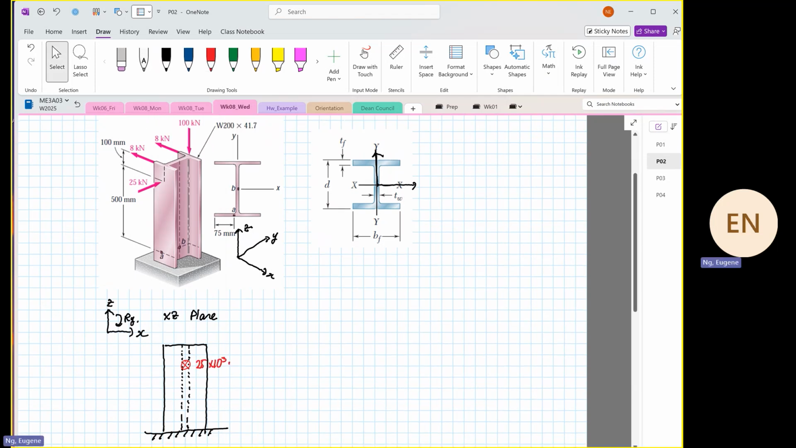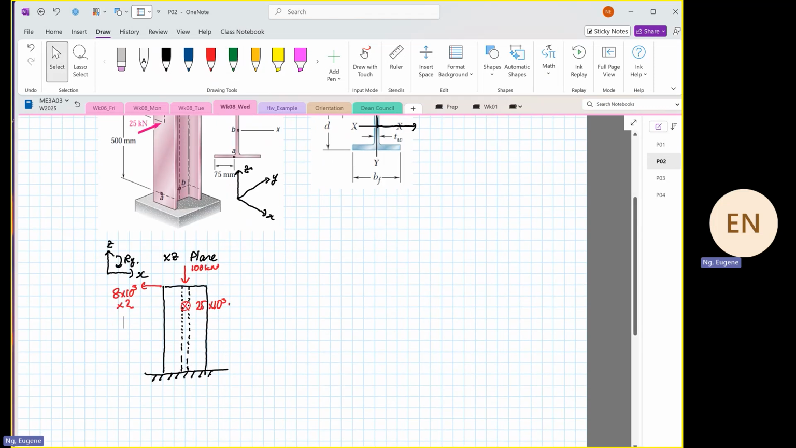And then you have an axial load coming down. Or we don't know whether it's axial load yet. Okay. And then we have a force 8 times 10 to the power 3. And you have to put times 2 because you have the front and the back. Okay. And then after that, as important, you sketch your element of interest. This is your element A. And then over here is your element B.